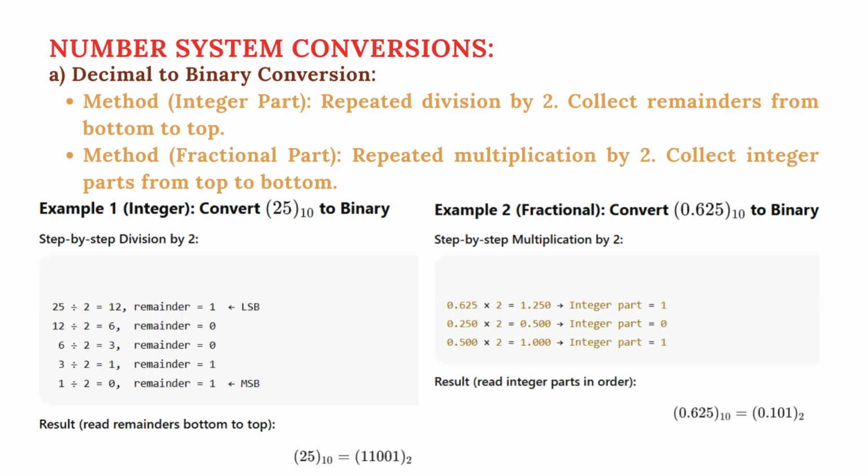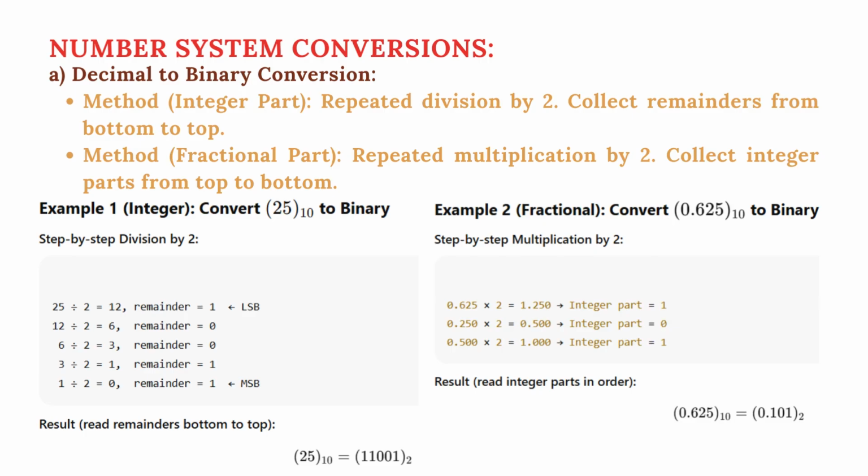We continue this process. 6 divided by 2 is 3 with the remainder of 0, third line. 3 divided by 2 is 1 with the remainder of 1, fourth line. And for the last step, we divide the final result 1 by 2. This gives us 0 with the remainder of 1, the last line, that is the MSB, the last bit in our answer.